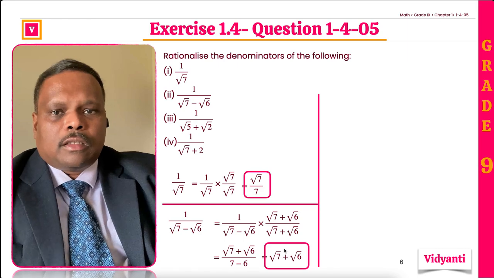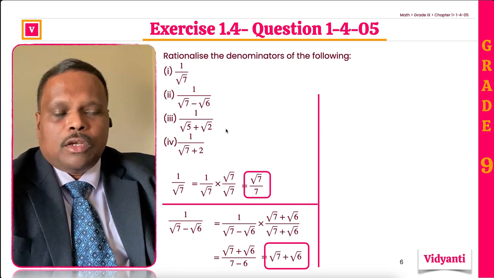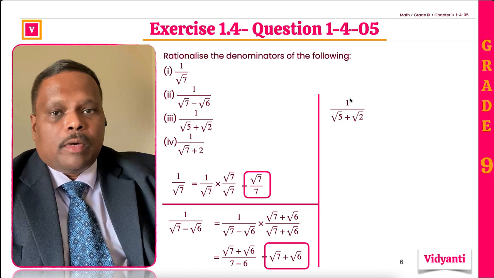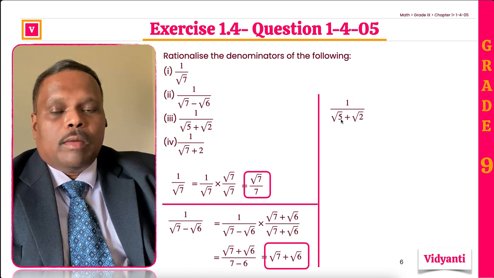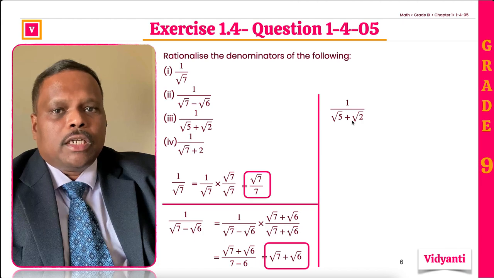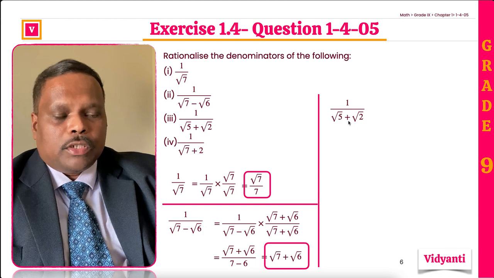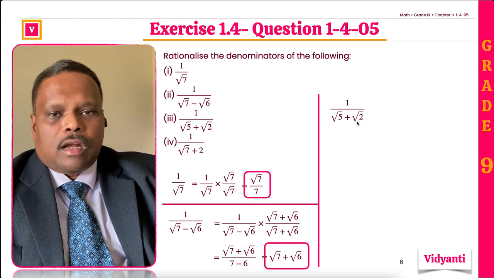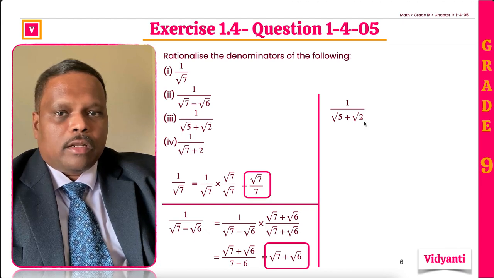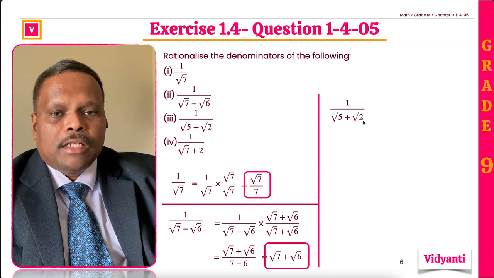Let's concentrate on the third question, 1 upon root 5 plus root 2. Again, there are 2 numbers in the denominator, so we will multiply by the conjugate. The conjugate is nothing but the same sequence of the same numbers, only the sign is opposite. So the conjugate of this denominator is root 5 minus root 2. We will multiply both numerator and denominator by root 5 minus root 2.